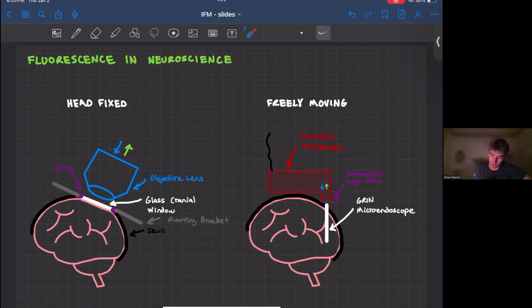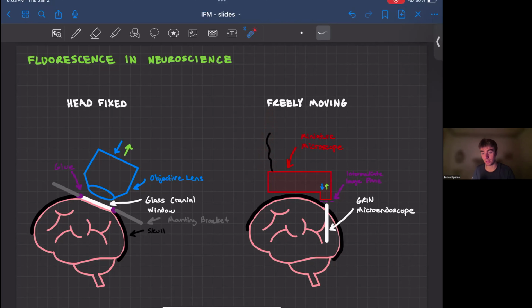The second case is a freely moving case, in which all the basic optical components of the microscope are resting on the animal's head. The exception is in the 2P case, in which the laser excitation light is brought in through an optical fiber. Also, the miniature microscope is connected via wires to a computer or DAQ for data transmission and storage.